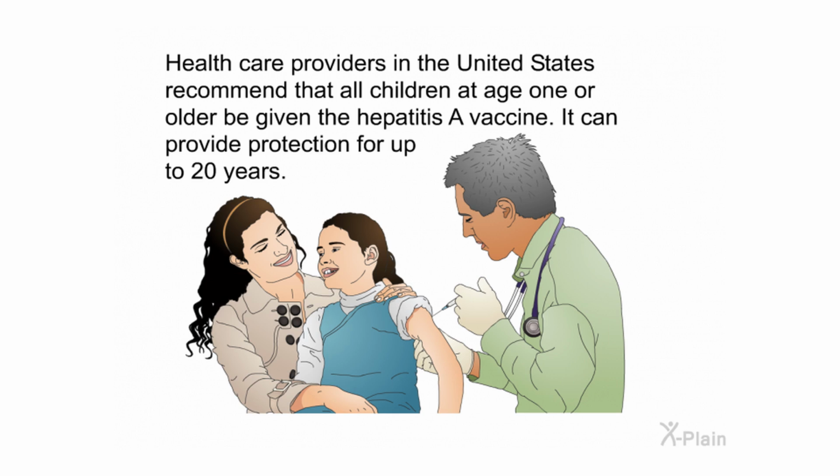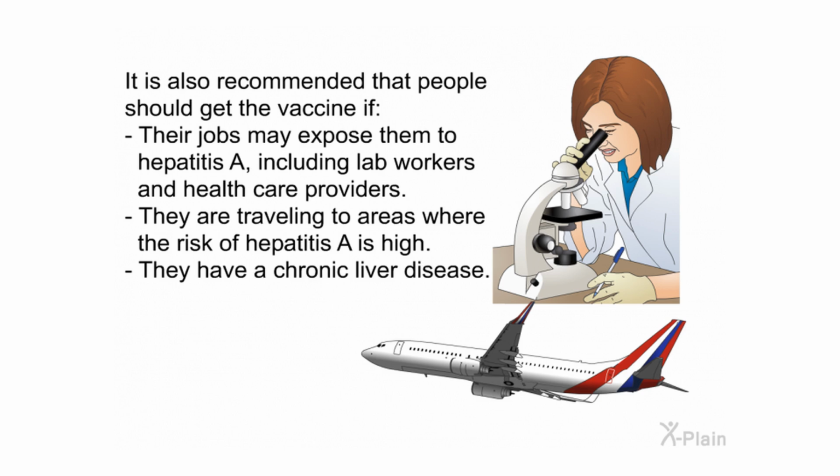Healthcare providers in the United States recommend that all children at age 1 or older be given the hepatitis A vaccine. It can provide protection for up to 20 years. It is also recommended that people should get the vaccine if their jobs may expose them to hepatitis A, including lab workers and healthcare providers.